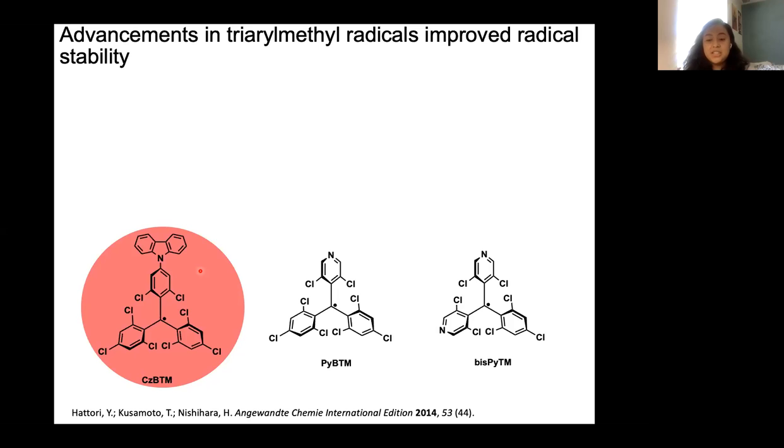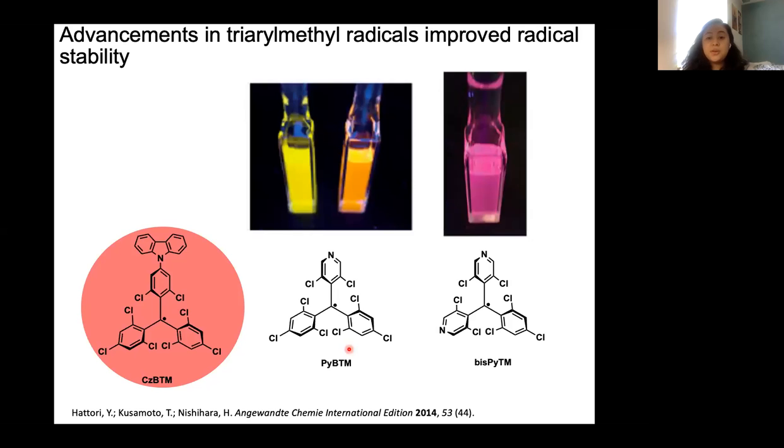Very recently, the Nishihara group has created PyBTM and bisPyTM, where there are two pyridine rings attached versus just the one. And these compounds both luminesce. They're very beautiful, and I would like to make a luminescent compound with beautiful colors such as this. So I studied their structure, and I'm like, okay, that's a nice radical, but it is still very unstable.